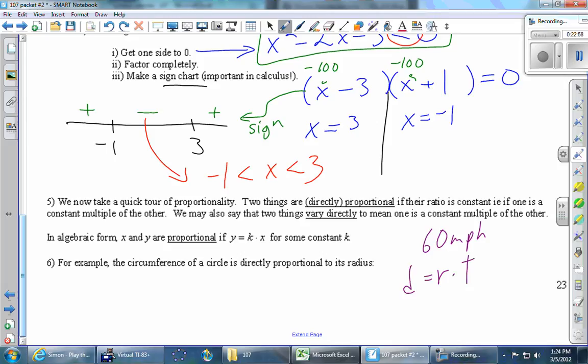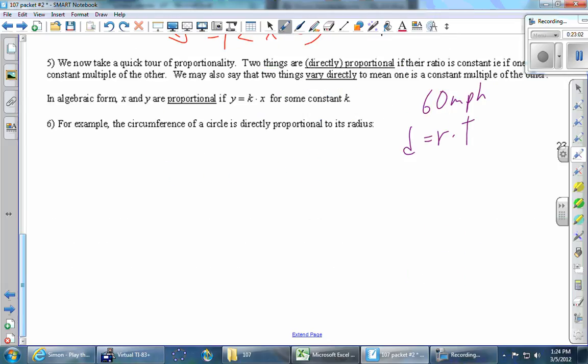Yes, distance is rate times time. And what was the 60? What does that represent? Okay, so your distance is 60 times your time. That right there is an example of direct proportionality because one variable is some constant times another. Your distance is always 60 times your time.